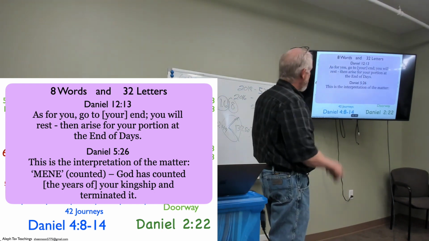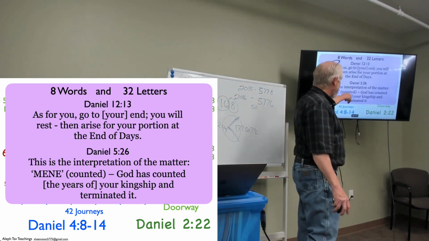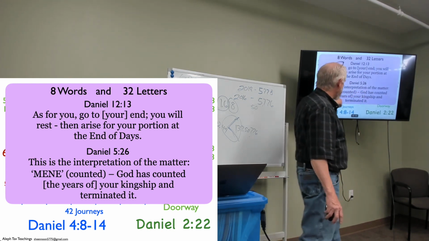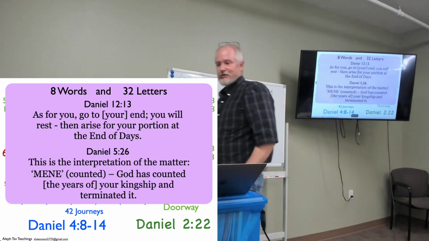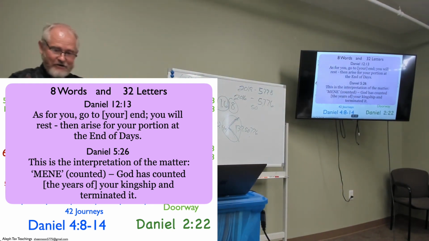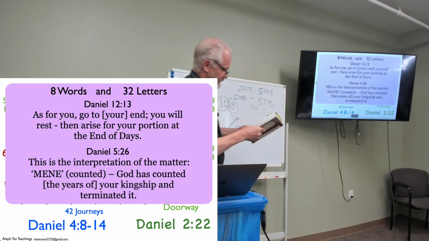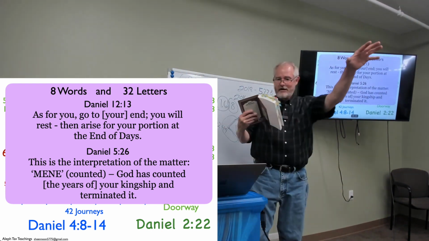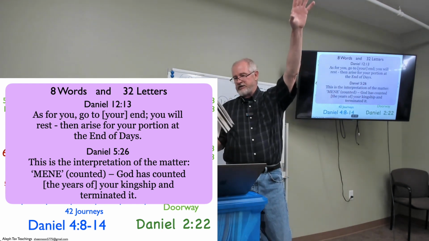It says, this is the interpretation of the matter. Many counted. God has counted the years of your kingship and terminated it. Right there's where Satan goes down. That's where, you look right here, Revelation 11, it says the 2 witnesses die. This is 11, I'll start in 14, but above that the 2 witnesses die.